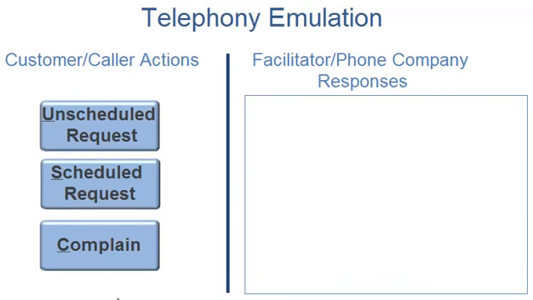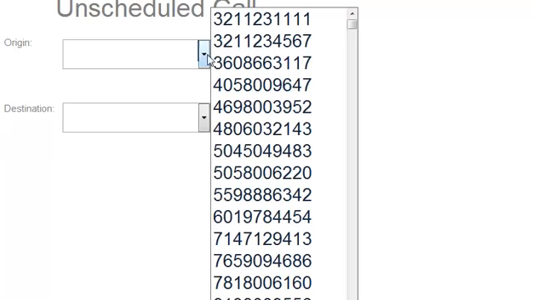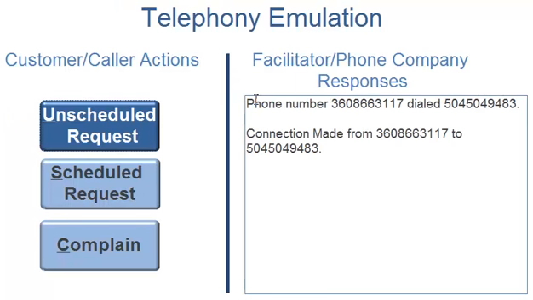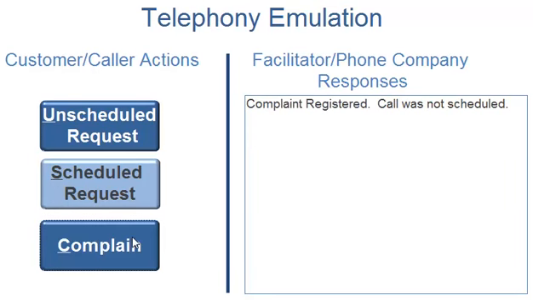This emulator simulates customer actions on the left, including complaining about a robocall, dialing a scheduled call, and dialing an unscheduled call. On the right is recorded the results. Let's start with an unscheduled call. Our origin and destination are specified, and then we dial the number. The connection is made.